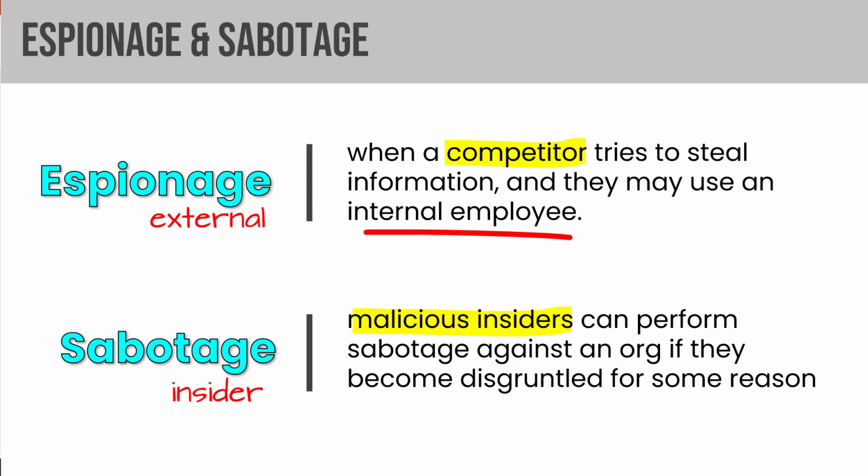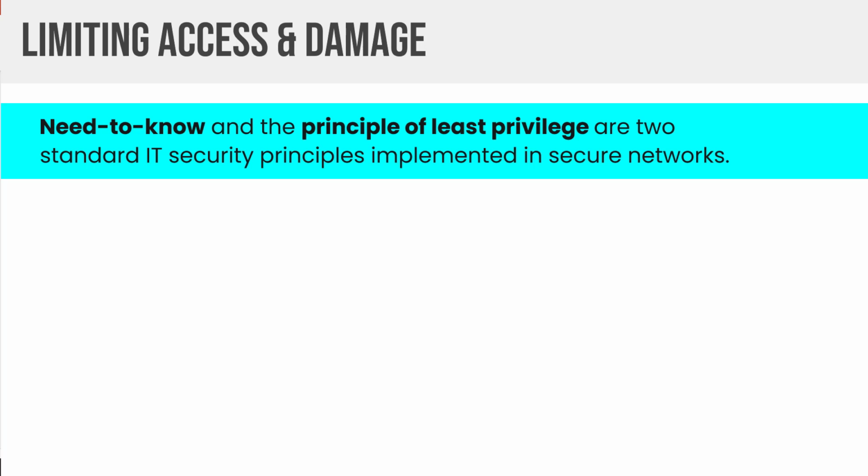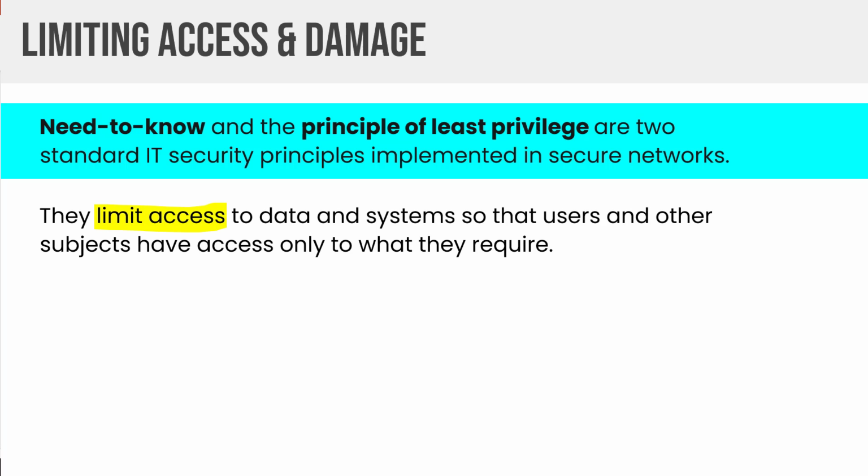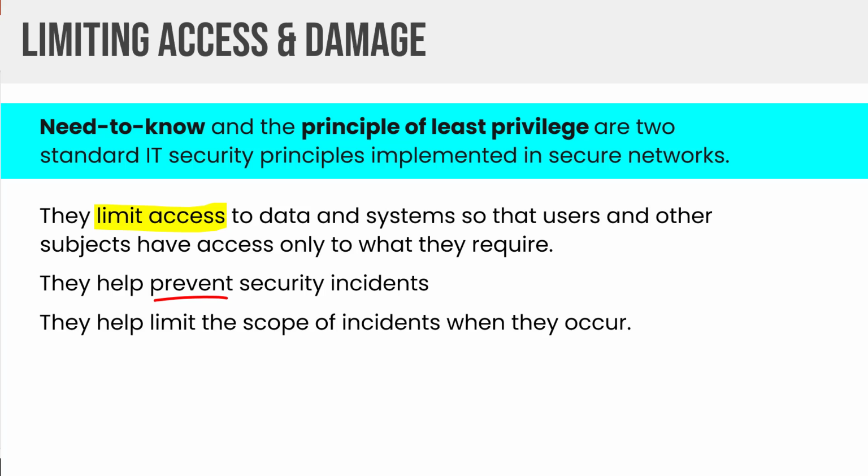So let's talk about a few countermeasures for limiting access and damage when we're talking about the human element. Need to know and the principle of least privilege are two standard IT security principles that are implemented in every secure network. They limit access to data and systems so that users and other subjects have access to only what they require. They help prevent security incidents, and they also help limit the scope of incidents when they do occur.